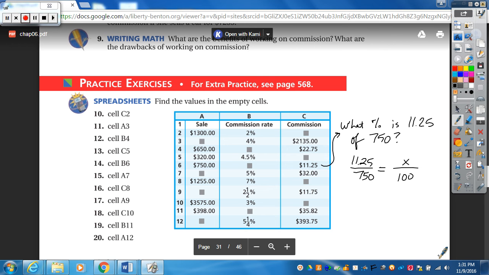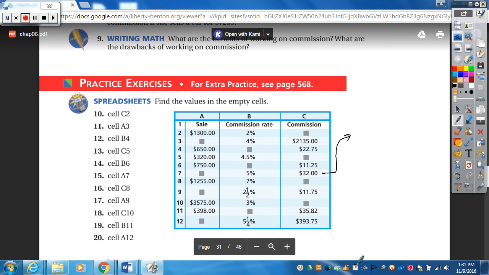For number 15, the last part of this section, we're looking at A7. Okay, and this one would be this, if I was to write this in a more simple way. Let's do this. $32 is 5% of what number? Okay. 32 is 5% of what number?